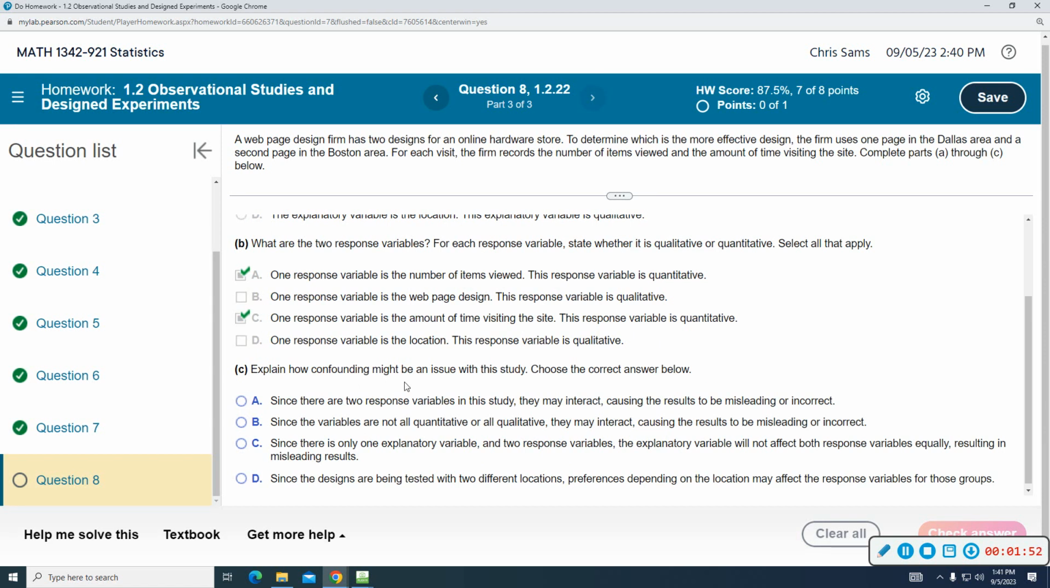C, explain how confounding might be an issue in this study. Okay, since there are 2 response variables in this study, they may interact, causing the results to be misleading or incorrect. That's possible. Since the variables are not all quantitative or all qualitative, that's not going to match. Since there's only one explanatory variable and 2 response variables, the explanatory variable will not affect both responses. Since the designs are being tested with 2 different locations, preference depending on location may affect the response for both these groups. So A and C do seem possible.